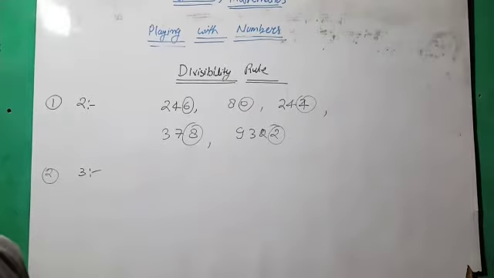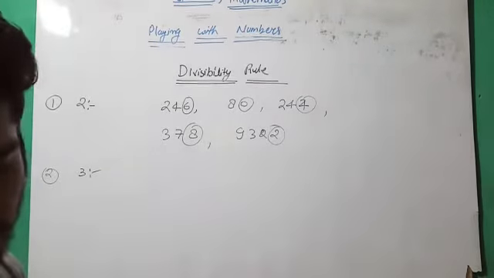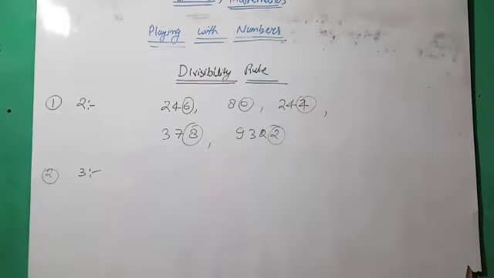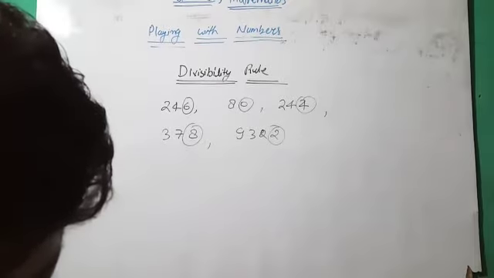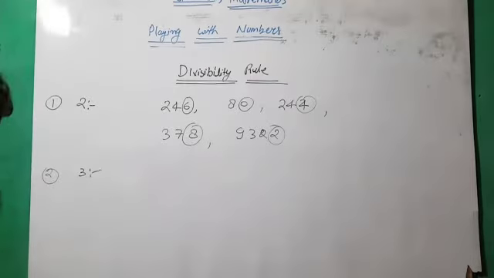So question number 1 is, which of the following numbers are divisible by 2? Then you have to pick out the numbers which are divisible by 2. This is your homework, okay? In your homework register, not in your fair copy.